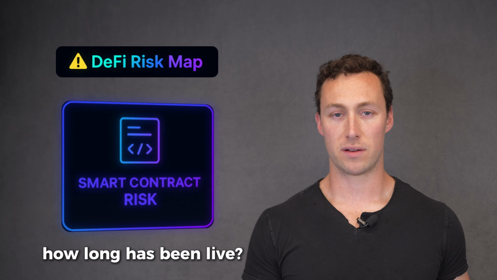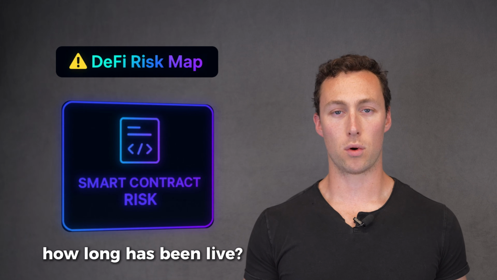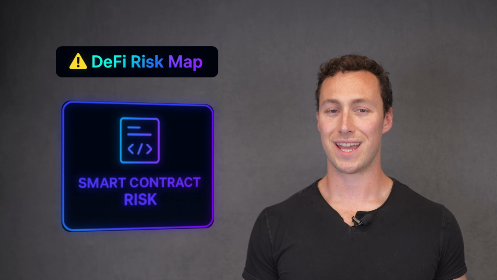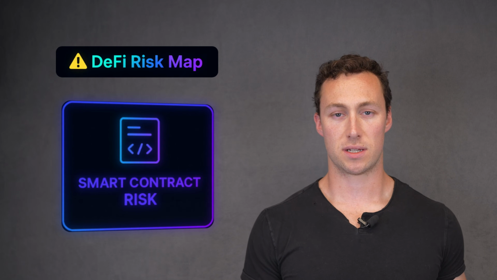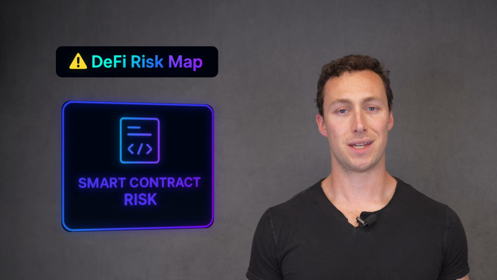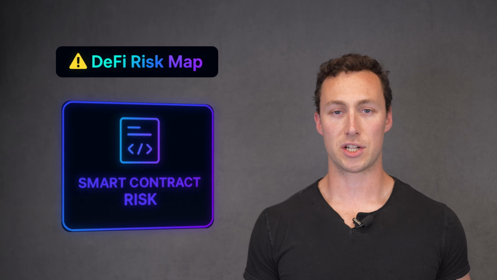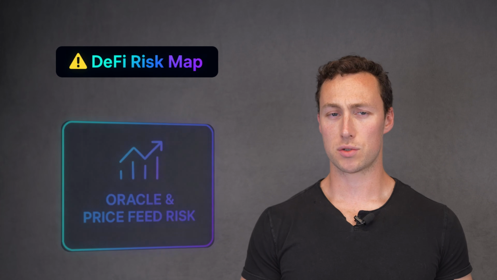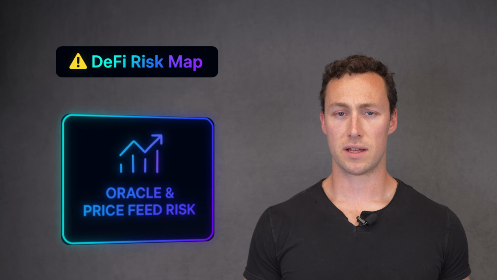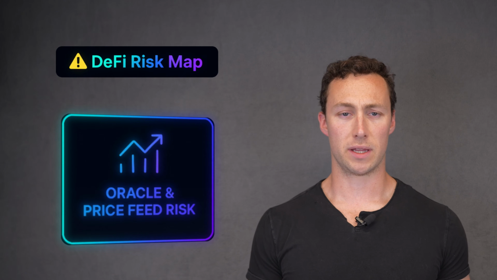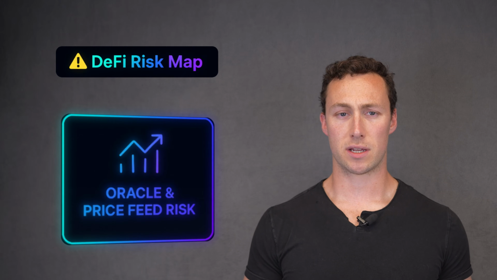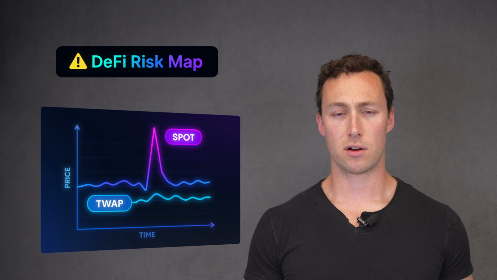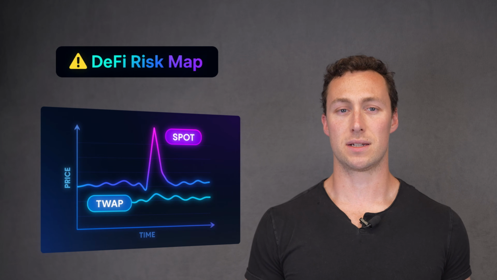How long has it been live? Protocols that have been live longer have been more battle tested. New code can be powerful, but it can also be dangerous. A polished front end does not mean a secure back end or the logic that underpins that back end. You also have oracle and price feed risk. On Solana, most projects rely on oracles like Pyth. If an oracle is wrong or manipulated, everything from liquidations to trades can go bad. Check the various security features the protocol has in the backend, like circuit breakers or multiple feeds, to reduce this risk or reliance on a single oracle.